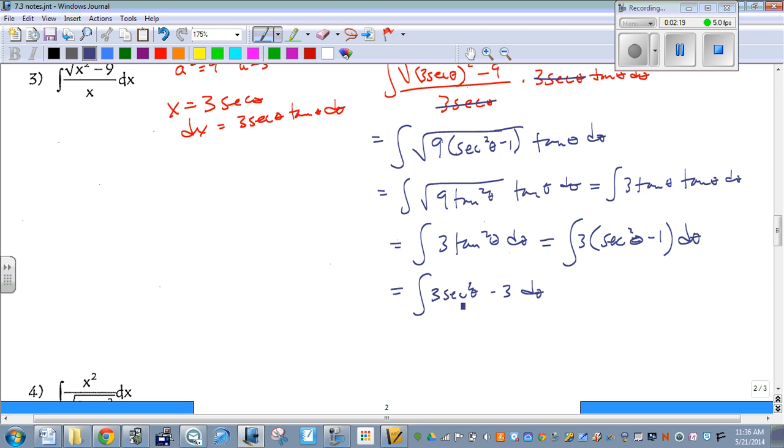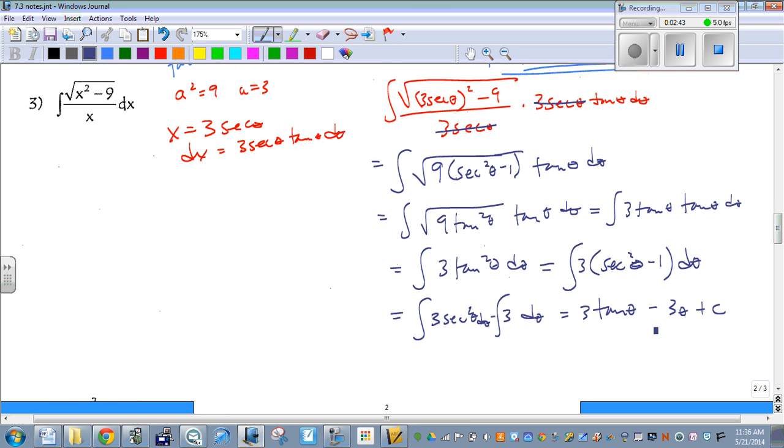And we can actually separate this and do each one on its own. 3 secant squared of theta, well, the 3 stays there. Antiderivative of secant squared is just tangent. And then over here, antiderivative of 3 d theta is just going to be 3 theta. So we need to figure out what tangent of theta is and what theta is to finish this problem up.